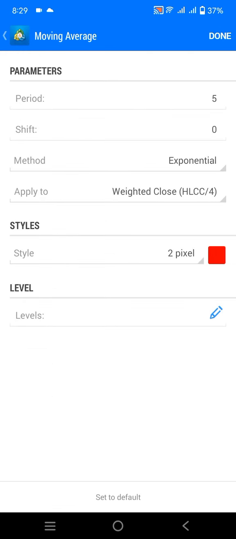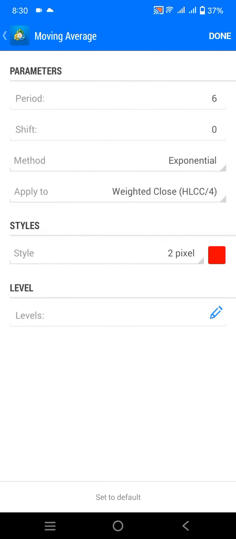Look here, this is the period 5, shift will be 0, method will be exponential. Apply to weighted close HLCC4, and remember 2 pixels. Choose any color you like. Simply click on down and you go back for the other moving average.